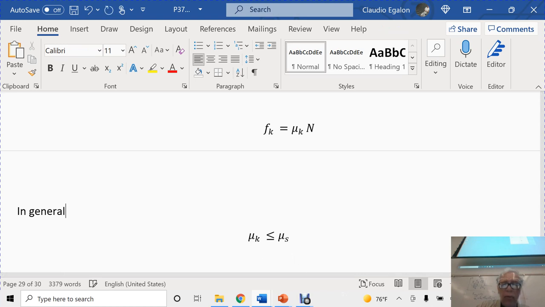Let me show you some values of the coefficients of static and kinetic friction. You can go here on the internet, Google. Force of kinetic friction, coefficient. Those things are measured in the laboratory. Coefficient of friction for different surfaces. Let's see, Science Direct.